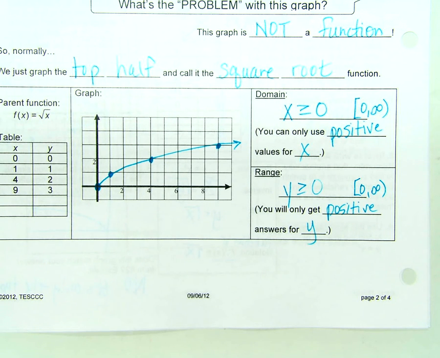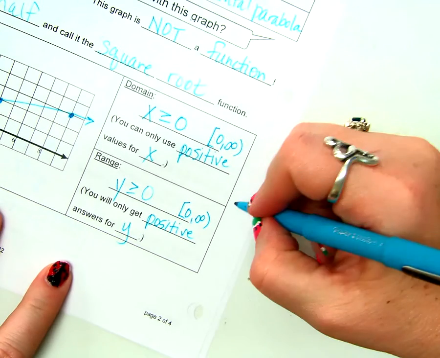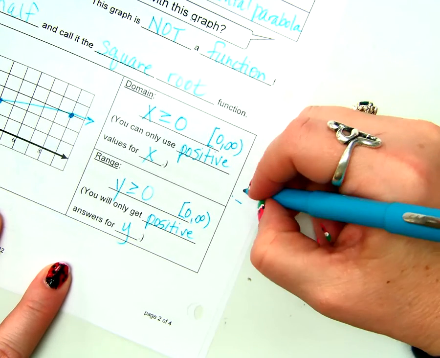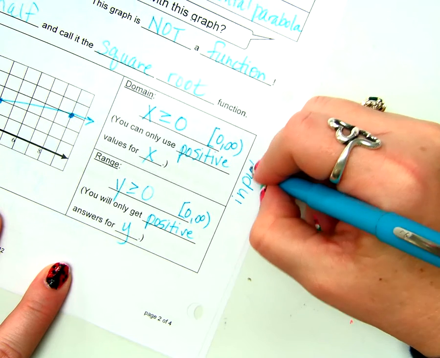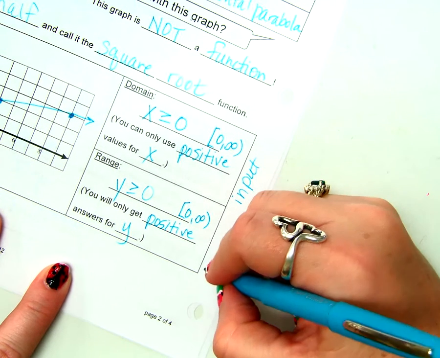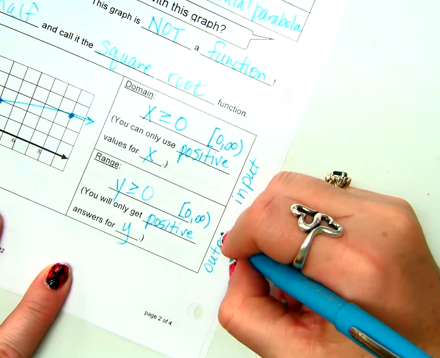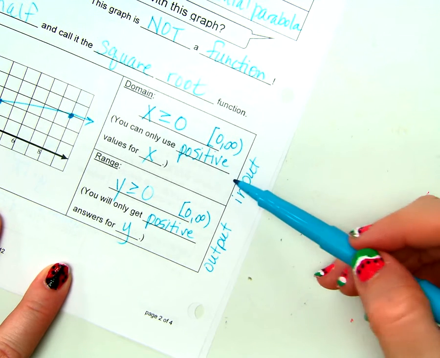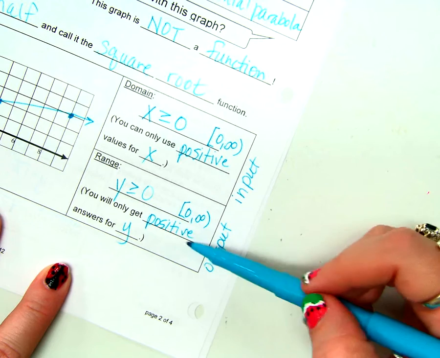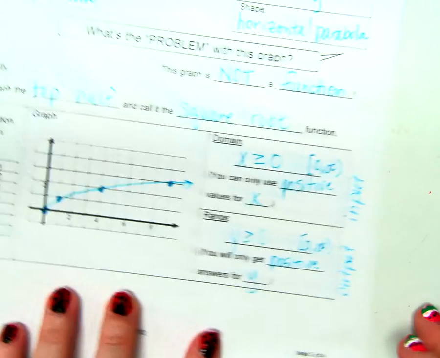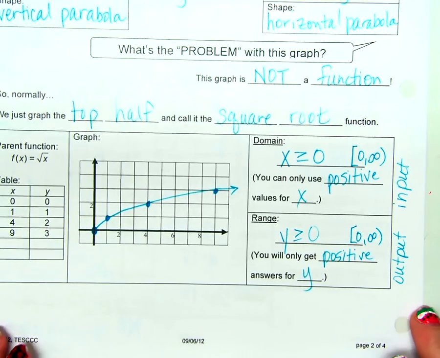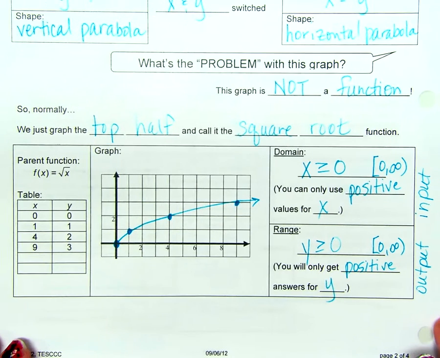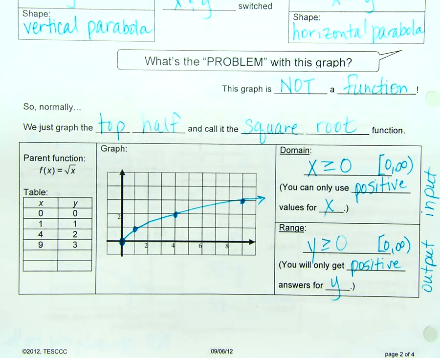It is y equals. Have you ever heard of these words before? The domain, or the x's, being the input, and the range, or the y's, being the output. So if I'm putting in positive values, what am I going to get out? Positive values. Okay? Any questions?